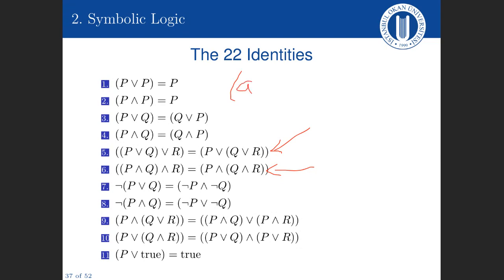If we still thought about numbers, A plus B and then plus C, we know is the same as A plus B plus C. Doesn't matter which order we add numbers together, and the same is true for OR and AND.